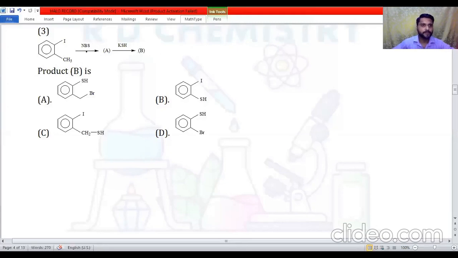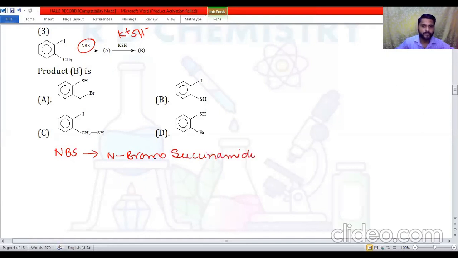Question number 3. Given compound is treated with NBS followed by K plus SH minus. Now you know that SH minus is a nucleophile. What is NBS? NBS stands for N-bromosuccinimide, bromine atom attached to nitrogen atom. What is the use of this one? This one is used for allylic bromination, and it brings about free radical mechanism.